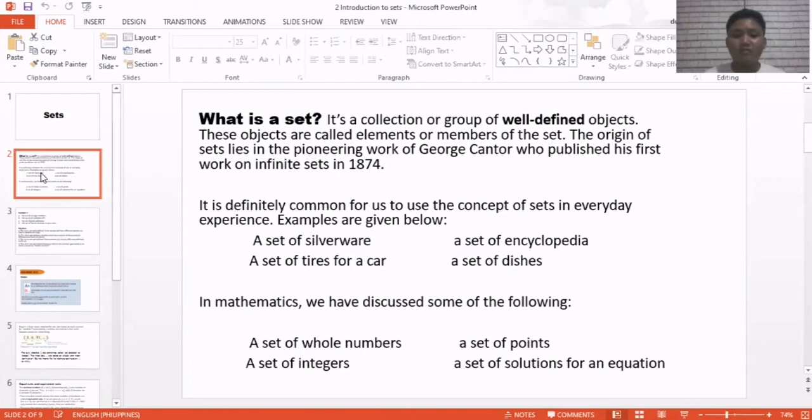In mathematics, we have discussed some of the following: a set of whole numbers, which we discussed in the real number system, you already know that; a set of integers, the positive and negative; a set of points, for example, in a Cartesian plane; a set of solutions for an equation. So that is a set, or it is a group of something.